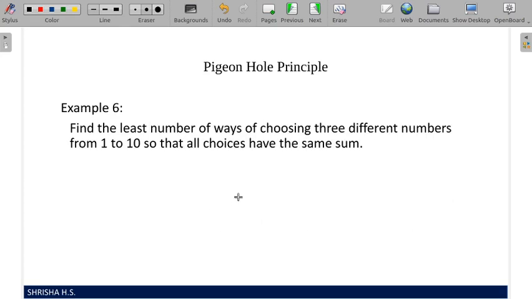Find the least number of ways of choosing 3 different numbers from 1 to 10 so that all choices have the same sum. Okay, so you are picking 3 different numbers and you are getting a sum. Suppose you get 1 plus 2 plus 3, that is 6. Then 2 plus 3 plus 1, 6, and so on. There are 6 ways for doing this, right? So how many least number of ways are there?